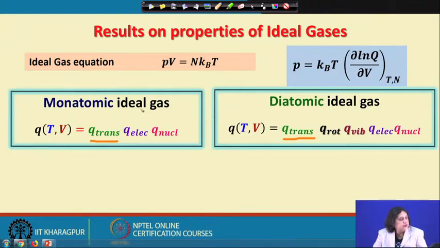So, in the case of the monatomic ideal gas, this corresponds to the translational motion of the single atom in the given box, and here it corresponds to the translational motion of the molecule as a whole, represented in terms of the translational motion of the center of mass in the confining volume under the given condition of temperature.